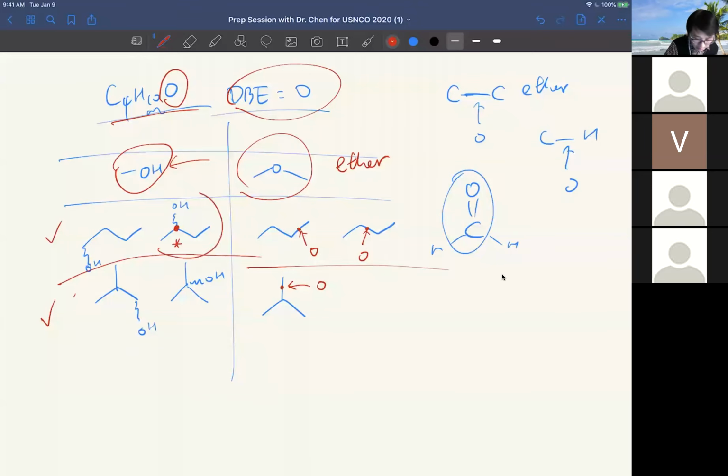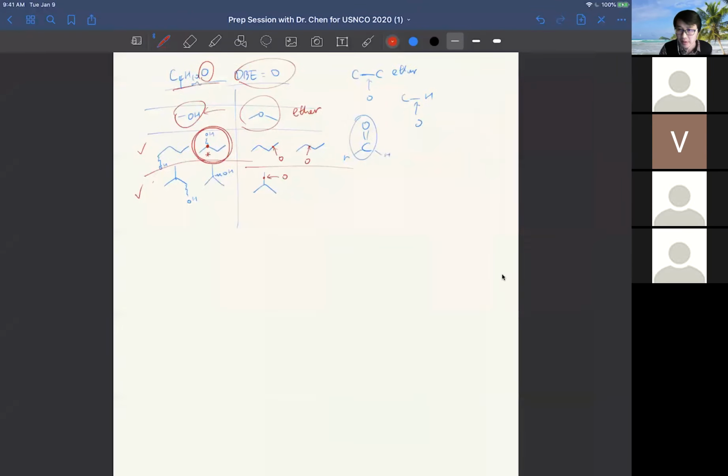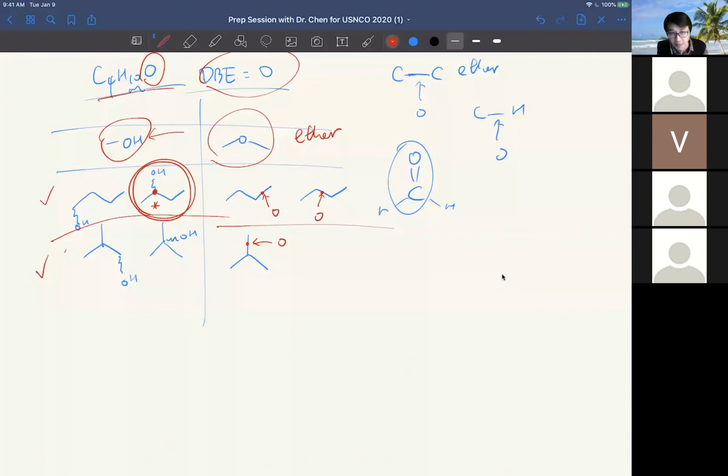There's one more here, right? This is chiral, which means the mirror image is different. Yeah, one is R, another one is S. Make sense? Yeah, I got 5 on the left side and 3 on the right side. The 5 is 4 plus 1. This one is the stereoisomer. The 3, I think, is clear, right?